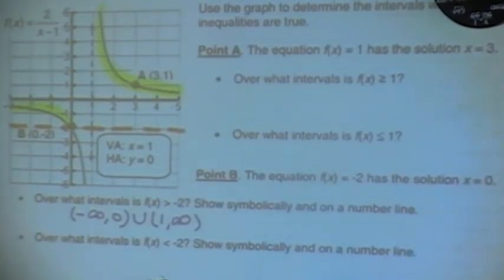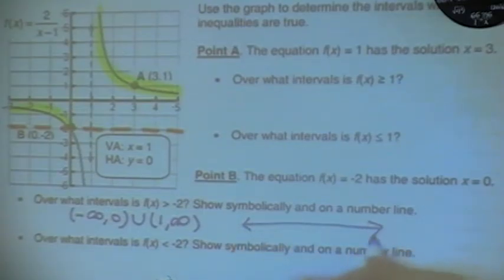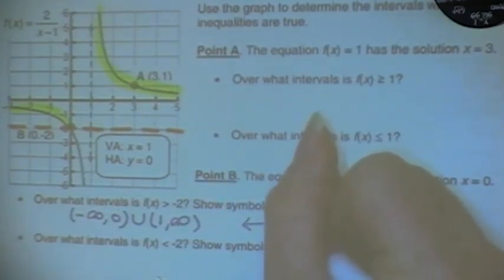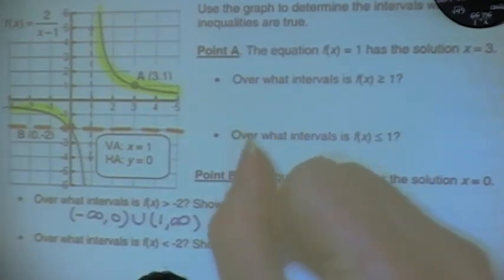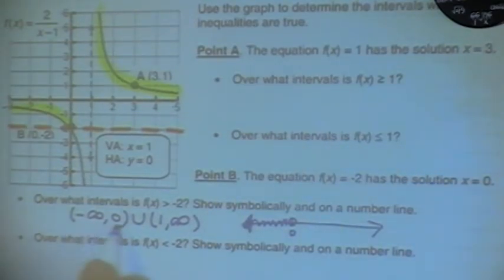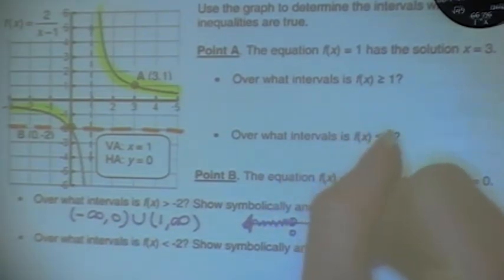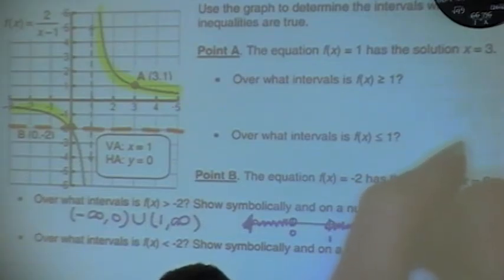Now they asked me to show it symbolically and on a number line. So this on a number line would be, there's a 0, open dot, that's shaded to the left, that's -infinity to 0, and then open dot at 1, shaded to infinity.